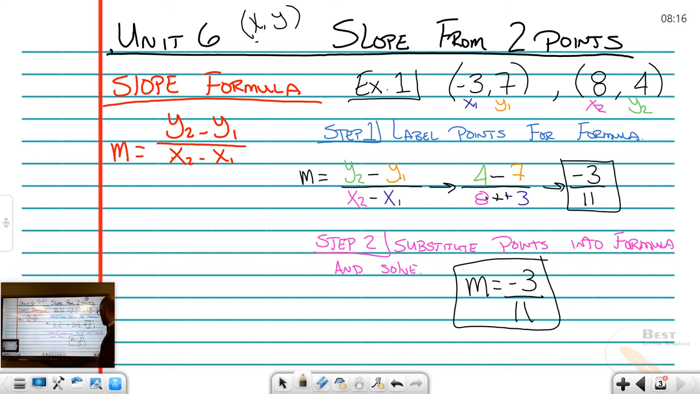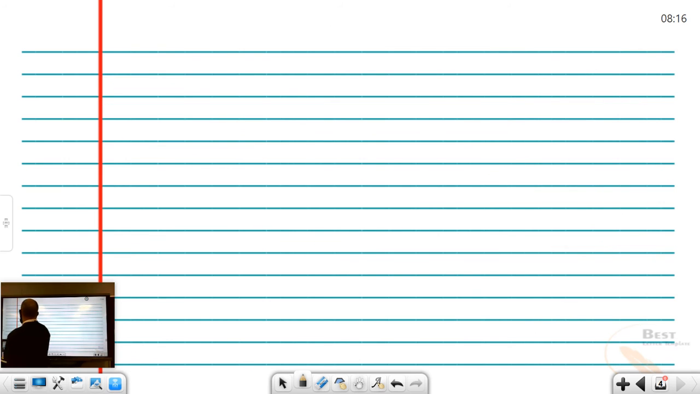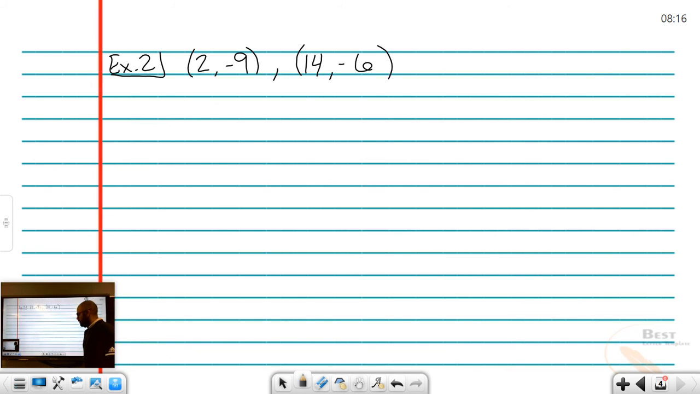All right, let's look at one more. Example 2. Let's say (2, -9) and (14, -6). We're going to find the slope between those 2 points. All right. So now I'm always going to write the slope formula down. Why? It's a good reference, and it just kind of shows me where everything goes. Because if you're trying to think about all that off the top of your head, it can get really confusing trying to keep all that together.